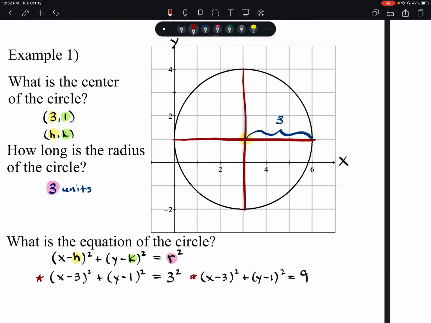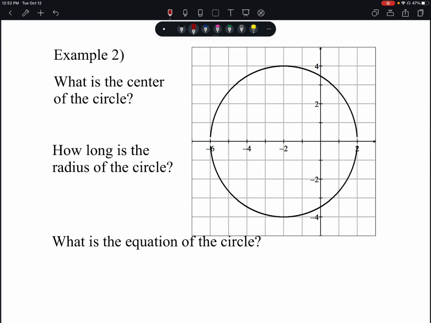Okay, let's move on to the next one. Example 2 says, what is the center of this circle? Again, if you can bisect it, you'll see here we've got this line here. It looks like it runs right on the x-axis. And then if we bisect our circle going this way, we'll see our center of our circle is right here at that point -2, 0. If we look at what is our radius length, it looks like we're going to go 4 units to get from the center to the edge of the circle. So we've got 4 units.